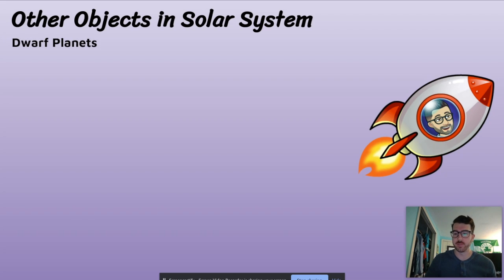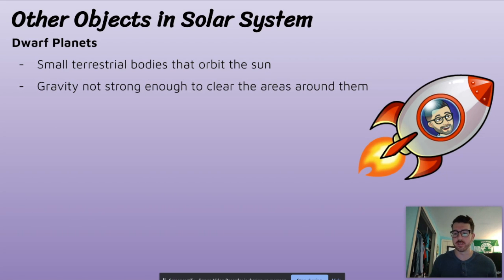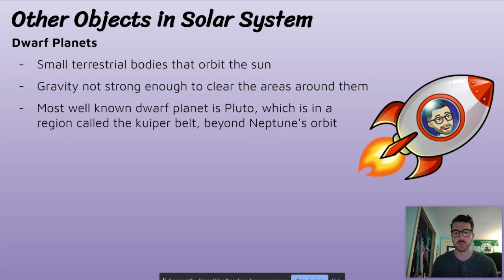So the first thing that we can find in our solar system is dwarf planets. These are small terrestrial bodies, so rocky, that orbit the sun. The thing with these dwarf planets is their gravity is not strong at all, and they're not strong enough to clear the areas around them. They're not strong enough to dominate and pull things in with their gravity. But they're also not moons, they're not satellites. And the most well-known dwarf planet is Pluto.